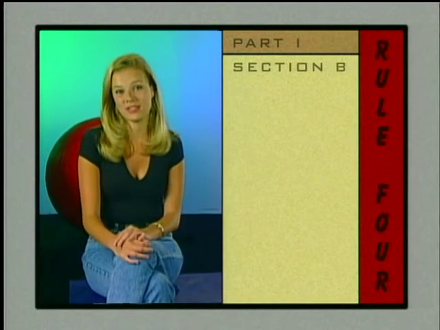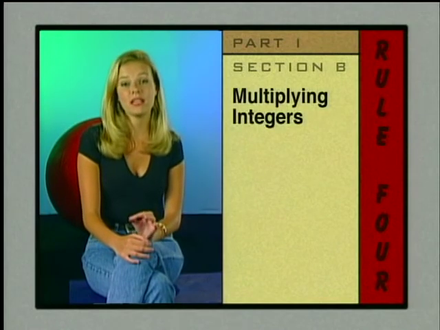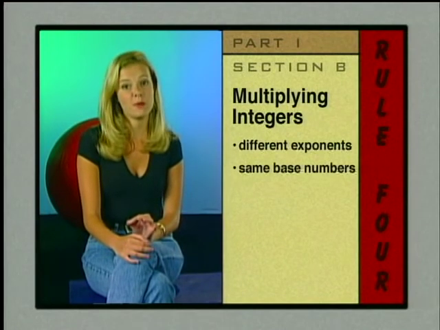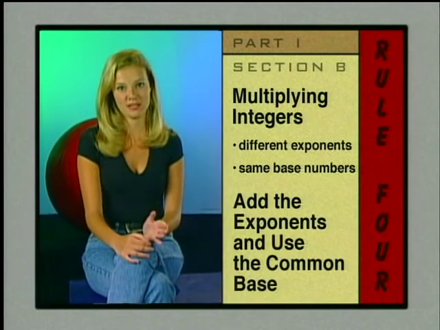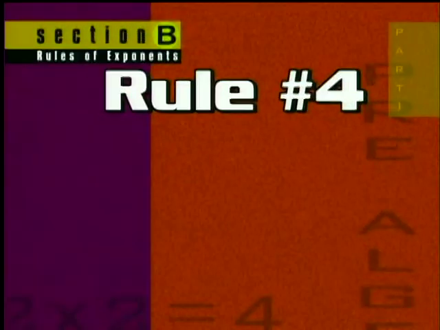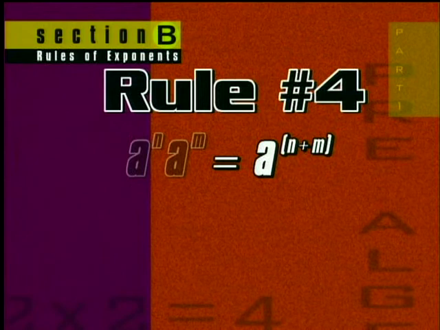We're over the hump. Just 2 more rules to go. Let's take a look at number 4. This one says when we're multiplying integers with different exponents and the base numbers are the same, we can just add the exponents and use the common base number. Check it out. Number 4 is written like this, with a to the nth power times a to the mth power equals a to the n plus m.